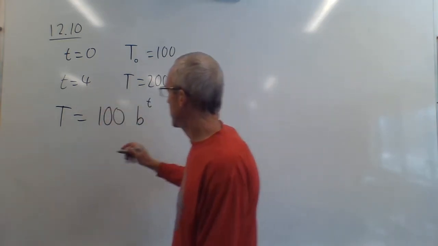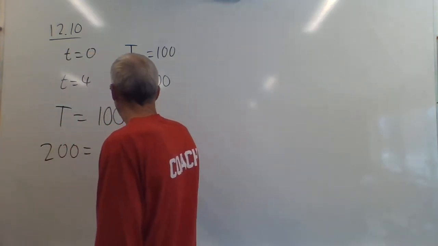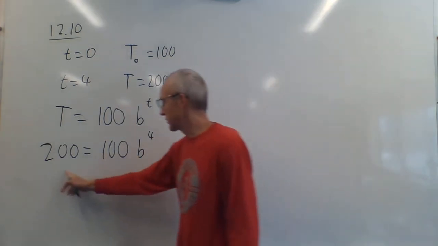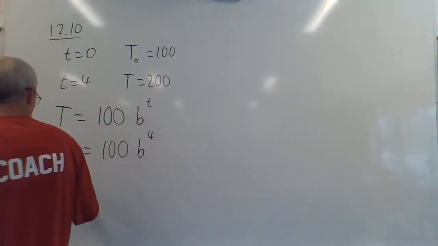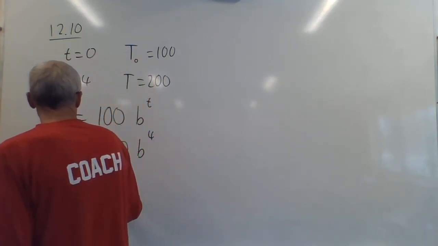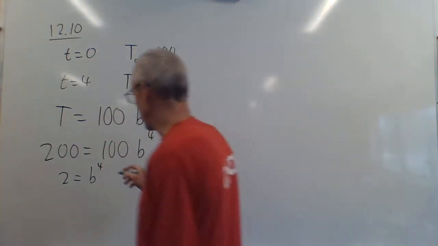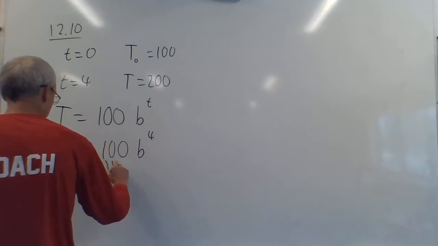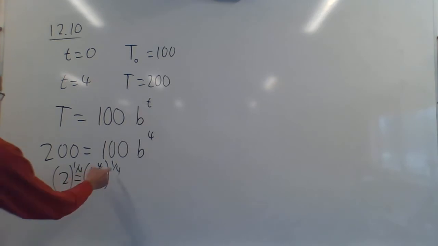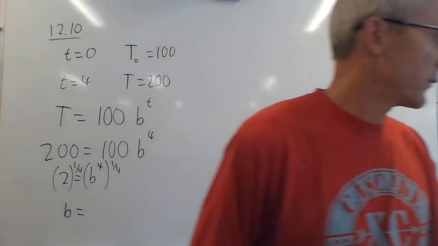Plug in 4, we get 200. So 200 equals 100 b to the 4th. Let's move the 100 over here. So that would just be a 2. So 2 is equal to b to the 4th. We want b, right? Not b to the 4th. So we take the 1/4 power on both sides. So what is the 4th root of 2? That cancels out. So b is equal to the 4th root of 2. So 2 to the 1/4 power.